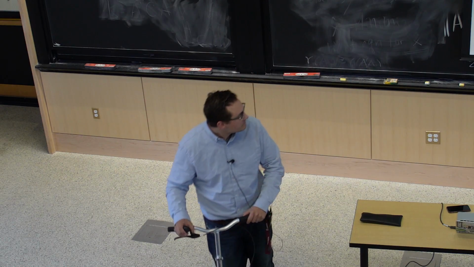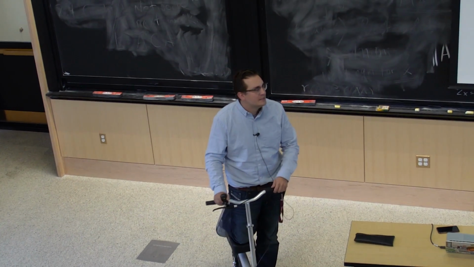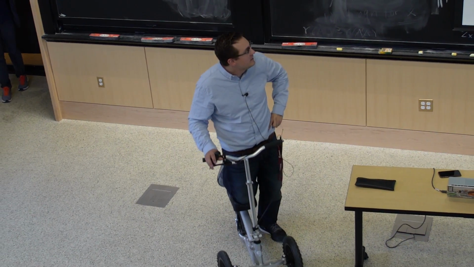Okay? So as an example, I want to talk to you about some real data. I will not study this data, but this data actually exists. You can find it on R. It's the data from the so-called Credit Union Cherry Blossom Run, which is a 10-mile race. It takes place every year in DC. Seems that some of the years are pretty nice.